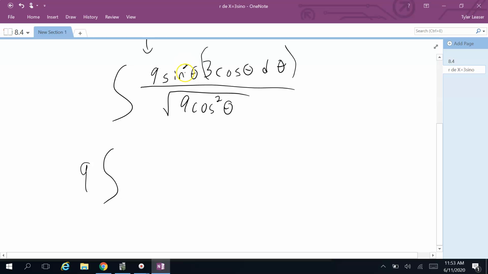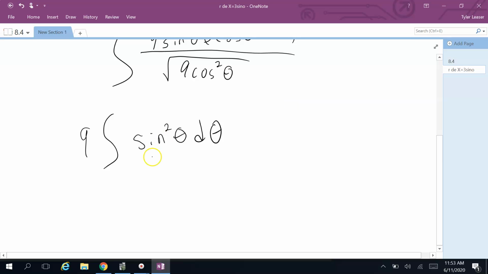We have a sine squared. We're going to have a cosine up top. In the bottom, I have a square root of cosine squared, so those two cosines cancel out. It looks like I'm just going to have sine squared d theta. Okay, this is something that we saw how to do in the last section.